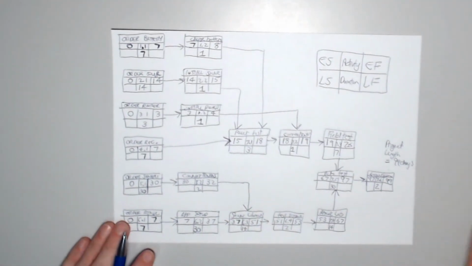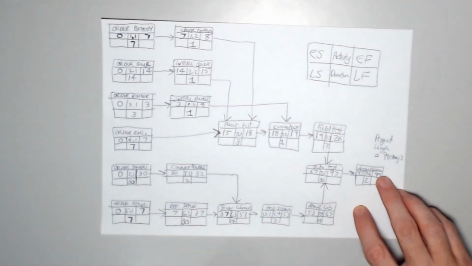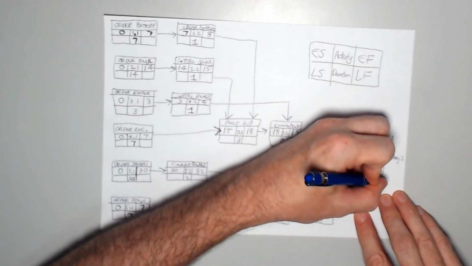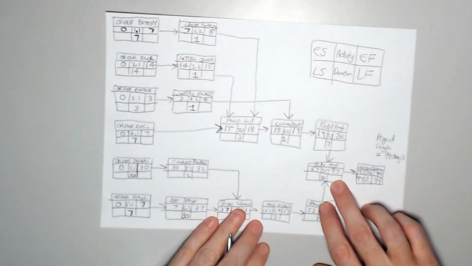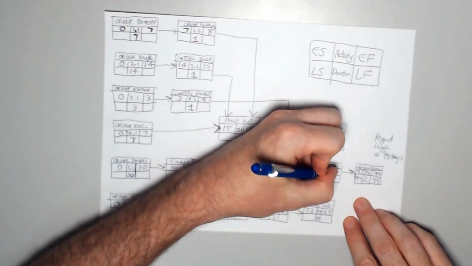So backward pass. We start at day 99. So it's going to be 99 minus 2 is going to be 97. There's no others feeding in here, so this is going to be 97 too.